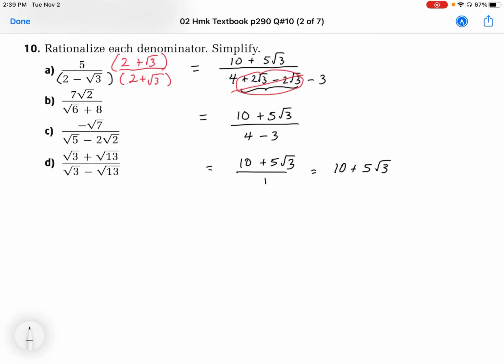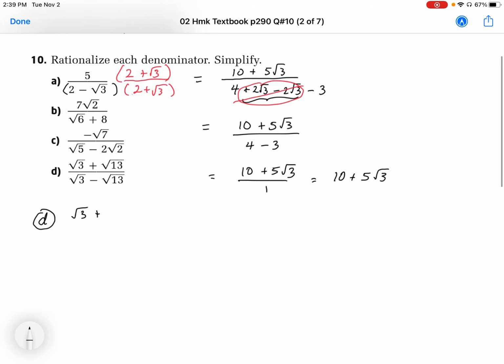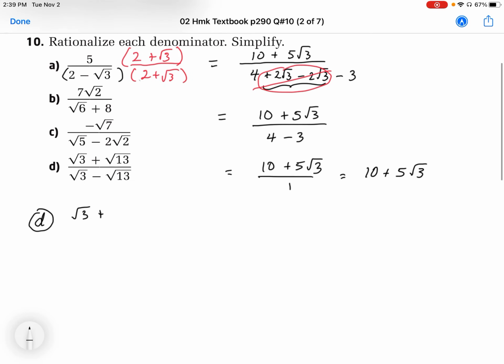In question D is a little bit more difficult than A in that we have a binomial denominator and a binomial numerator, and we have roots in both parts of the denominator. But we can still use our conjugate pair in this case because the conjugate pair will give us a square minus a square, which will get rid of the root 3 and the root 13 in the denominator.